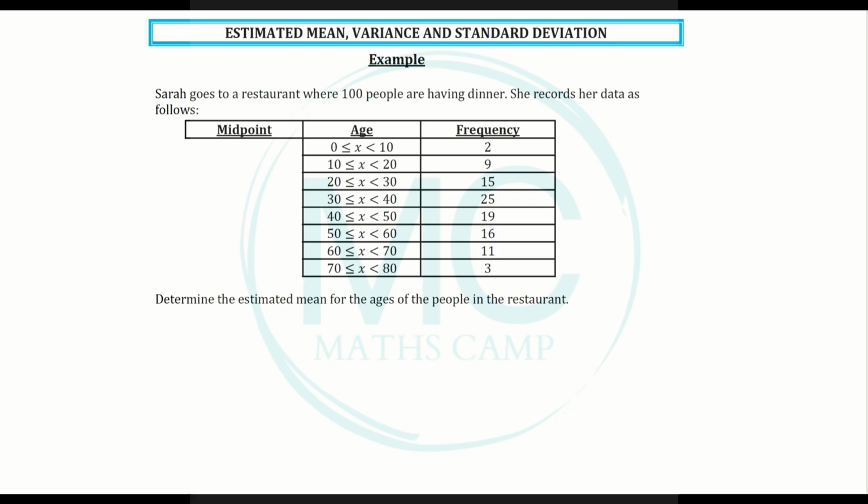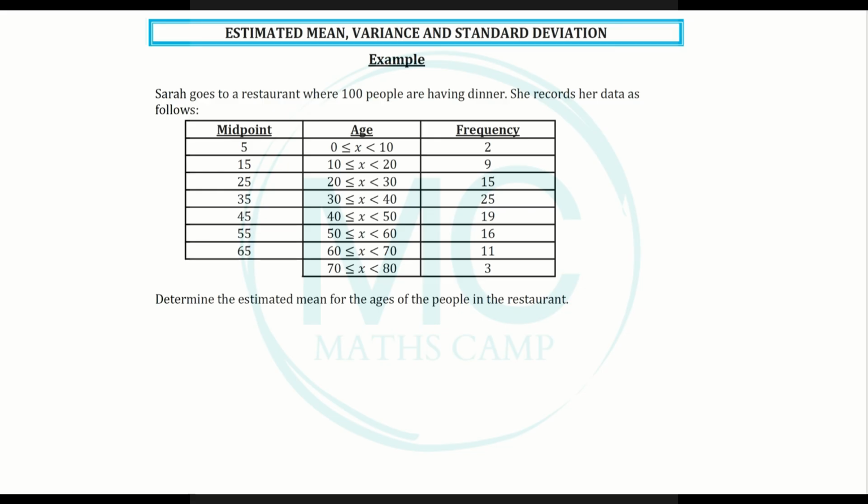0 plus 10 is 10, divided by 2 gives me 5. 10 plus 20 is 30, divided by 2 gives me 15. 20 plus 30 is 50, divided by 2 gives me 25. And now I can see a pattern emerging. So the midpoint between 30 and 40 is 35, 40 and 50 is 45, 50 and 60 is 55, 60 and 70 is 65, and 70 and 80 is 75.